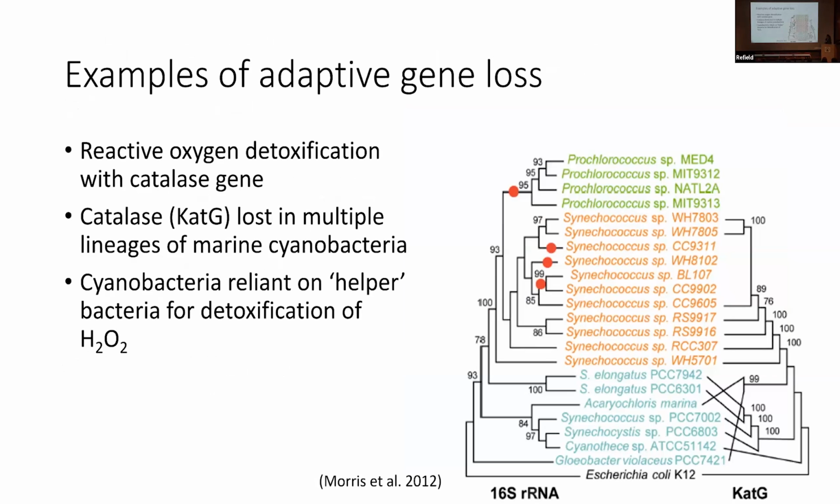There's been some interesting thinking on how you get dependencies in the marine ecosystem, and this is just an example of adaptive gene loss that comes from the Morris et al. 2012 paper, looking at how cyanobacteria have lost the catalase gene. The red dots here indicate loss of that gene from those groups. Catalase is an enzyme that's important for dealing with hydrogen peroxide. And so they end up relying on heterotrophic bacteria to do this essential ecosystem function, and we can call those heterotrophic bacteria helper bacteria that serve the ecosystem. You can see that a lot of organisms have lost this gene and that they have developed a dependency on helpers to do this ecosystem function.